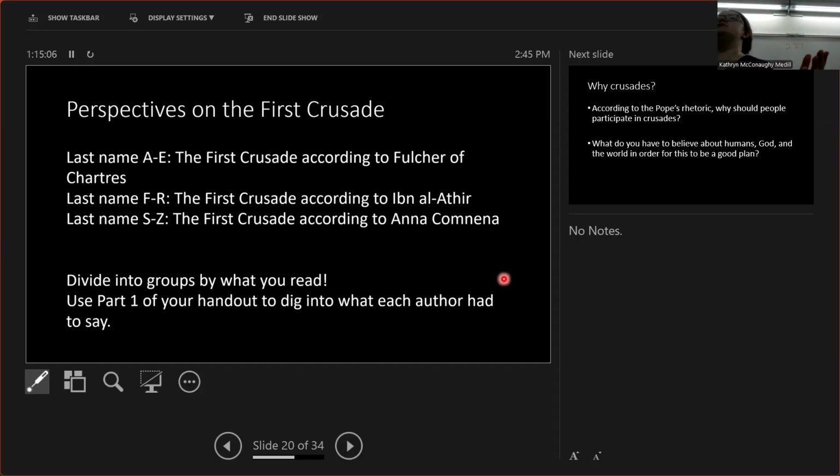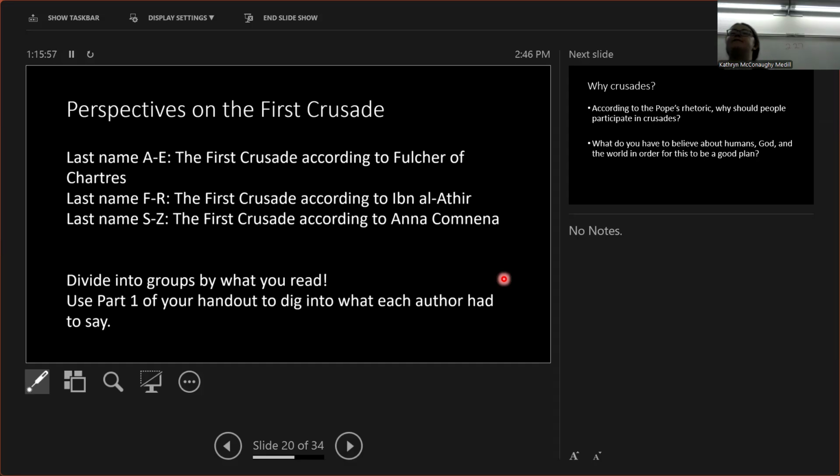Do we ever get a sense of how she feels about the different Islamic groups in the region? Yes. Yeah, so she does think they're dangerous. She is very much aware, hey, these Seljuks of Rum, they're attacking us. She's very aware of that. Absolutely. Anything else you guys noted about how she talks about them? Okay.